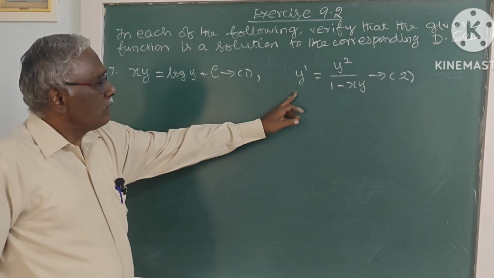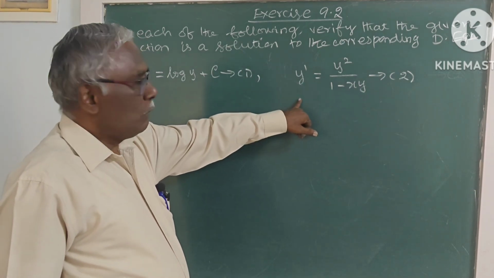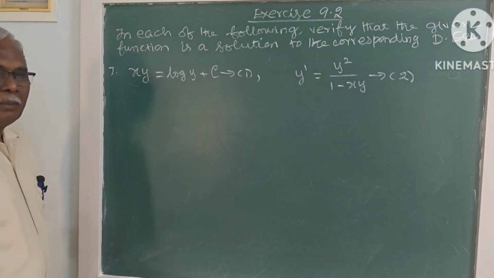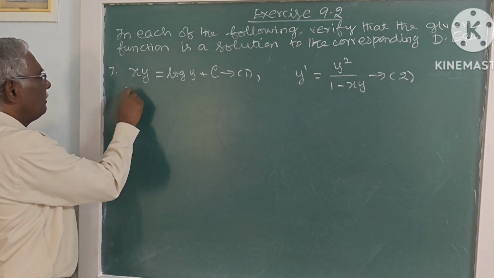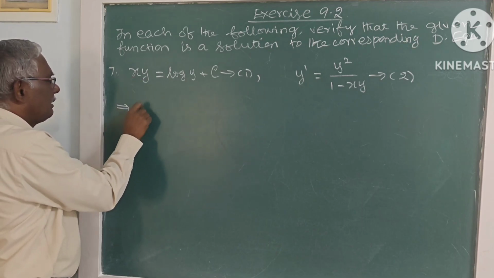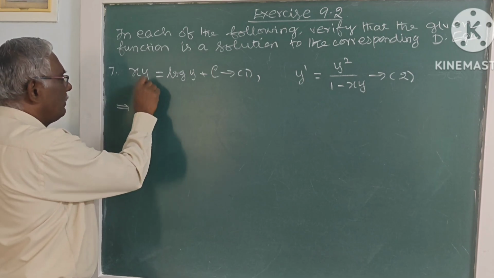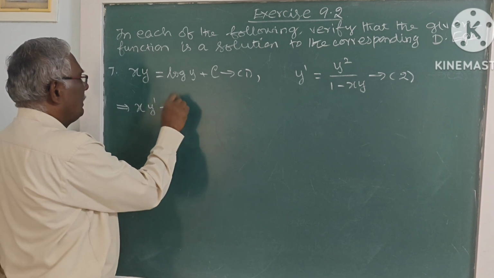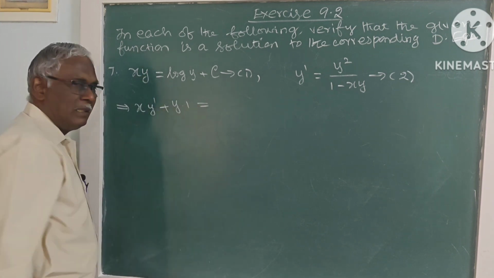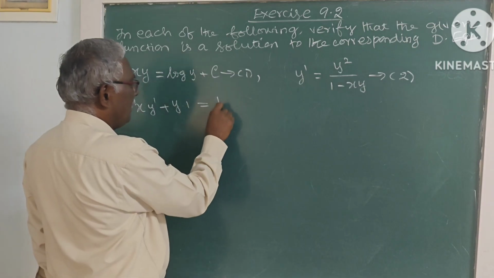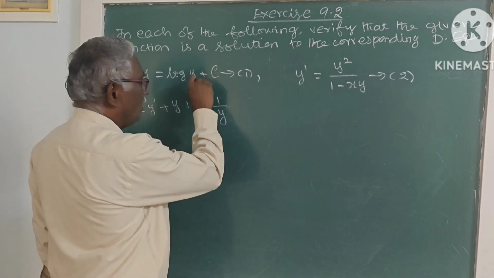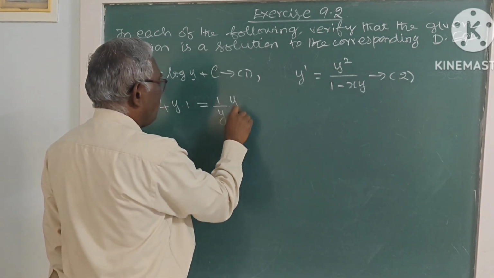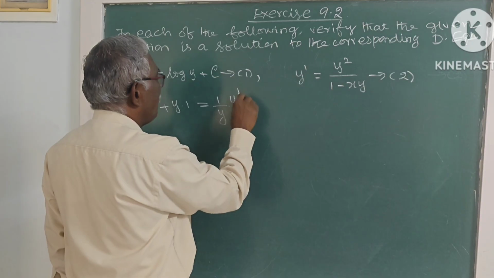We have to check whether this function is a solution to the differential equation. y dash is there on the left hand side. So differentiate this with respect to x, we get x into dy by dx plus y into 1 is equal to 1 by y into, we have to differentiate y with respect to x, so we'll get dy by dx. If we differentiate a constant, it will become 0.